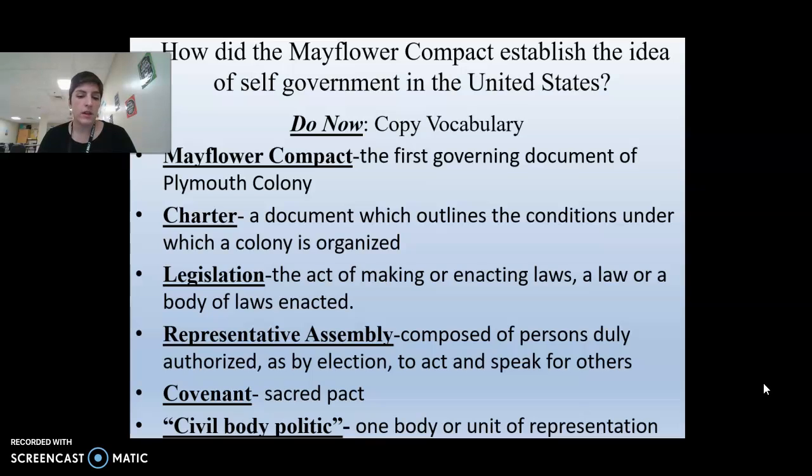This is called a covenant. It is a sacred pact, which means once they agreed on it, it is not something that could just quickly change. And it is civil body politic, one body or unit of representation. So these words you're going to see within a lot of the Mayflower Compact, but also this presentation.